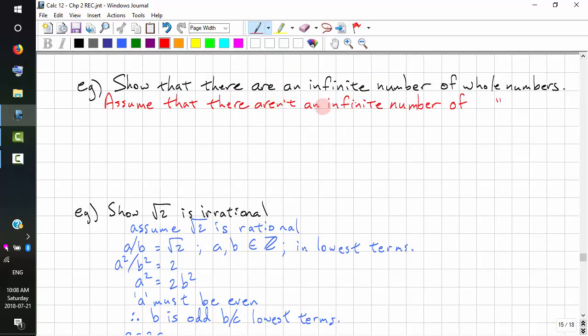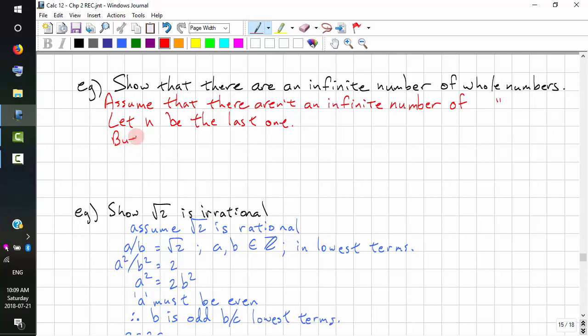Now, if you've taken the time to try to solve this one, and you can't get it, let's go through the proof. So assume that there aren't an infinite number of whole numbers. So let n be the last one. Okay, so there must be a last whole number.